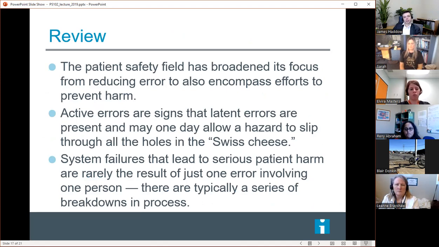So the patient safety field has really broadened its view, because mainly we've taken the viewpoint of the person being harmed and asked what's important to them, rather than just thinking about the impact of these errors and harm on the organization. So active errors are signs that latent errors are present. That means if you see something that's gone wrong, it's likely that there are things around it and before it that caused it to happen in the first place. That's the Swiss cheese model.